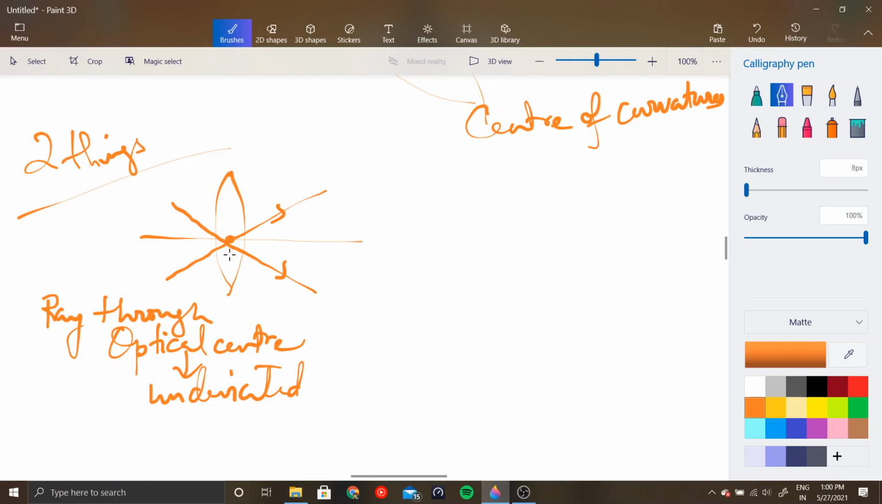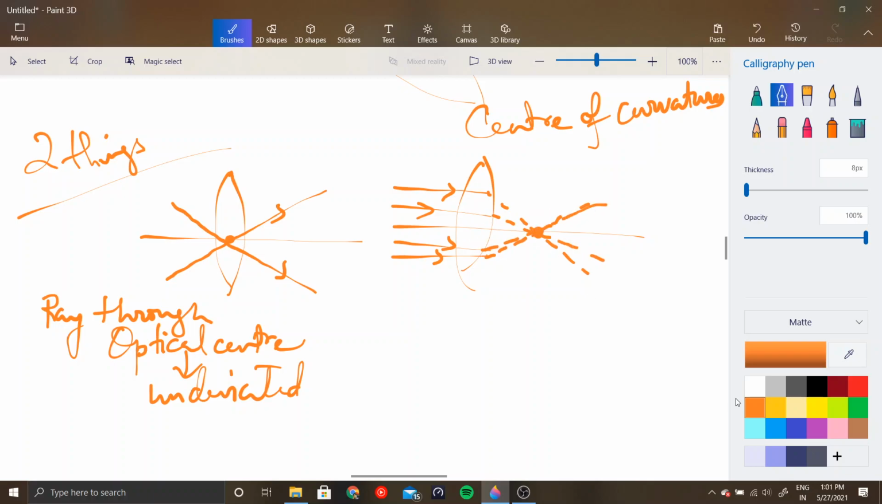The second thing is that you have a lens, and suppose you have some rays parallel to the principal axis. What will happen to them after refraction? We see that they converge. Take two more rays, and we see that they converge as well.